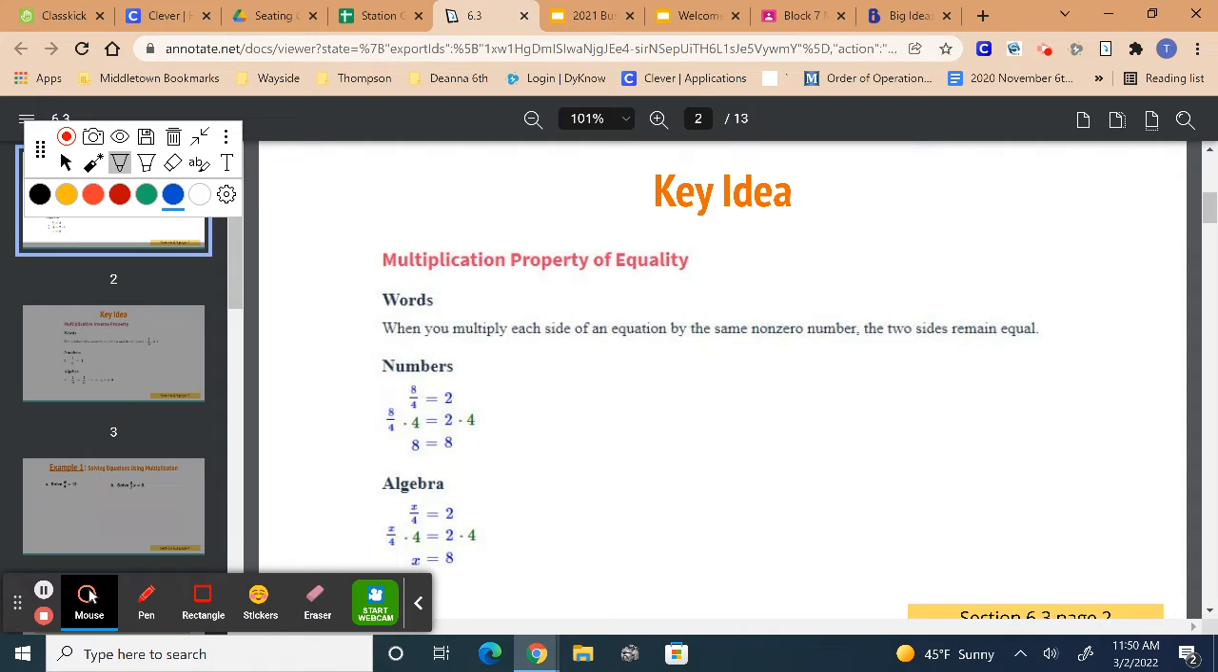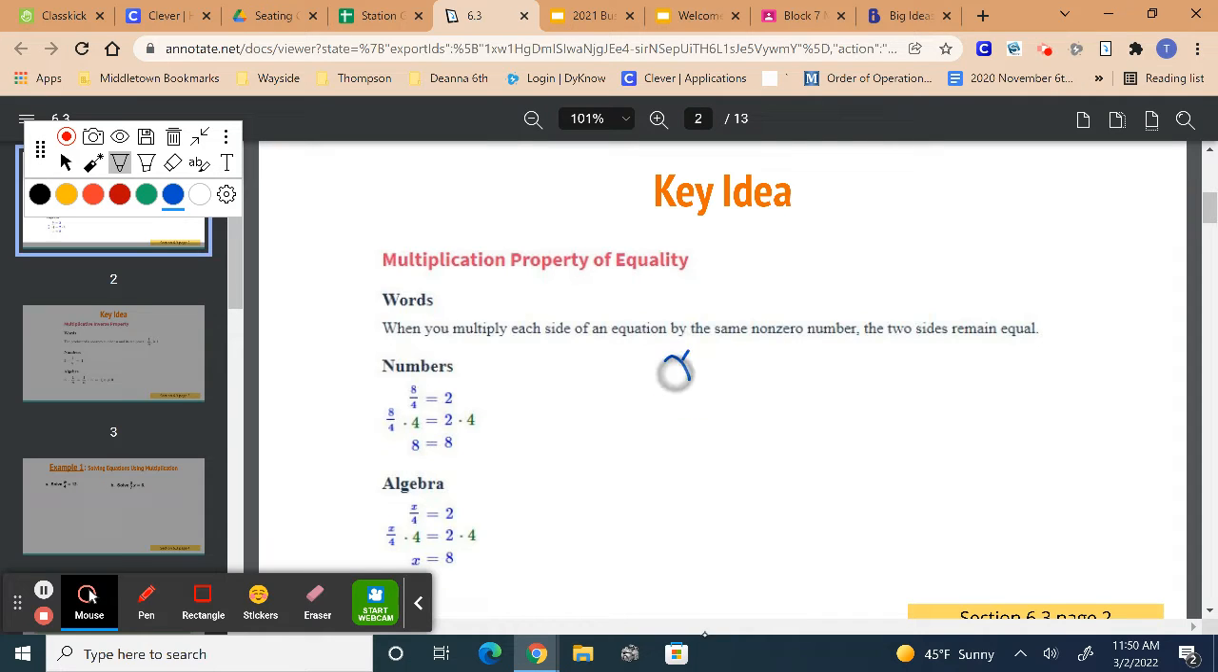All right, so we are on section 6.3. Everybody ready? Yes? Okay. All right, so here we go. We are learning about multiplication property of equality first. And it says when you multiply each side of an equation by the same non-zero number, the two sides remain equal. This sounds very similar to adding and subtracting, right?